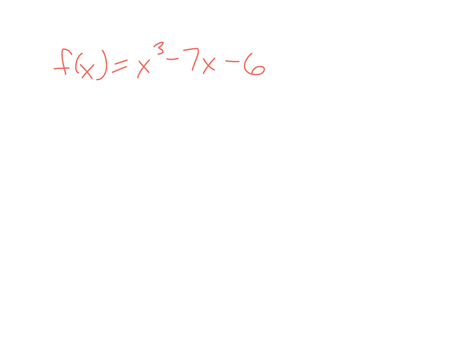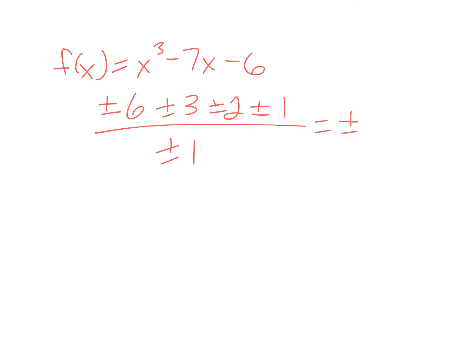So we have this polynomial function right here, and let's find the rational zeros of this function using the rational zeros test. So the factors of the constant, factors of 6 is 6, 3, 2, and 1. Factors of the leading coefficient is 1, so it's going to be plus or minus 1. So therefore, we will be testing these values. And remember the factor theorem we learned earlier in this chapter. If we can plug in any value and it comes out to be 0, that's going to be a factor.